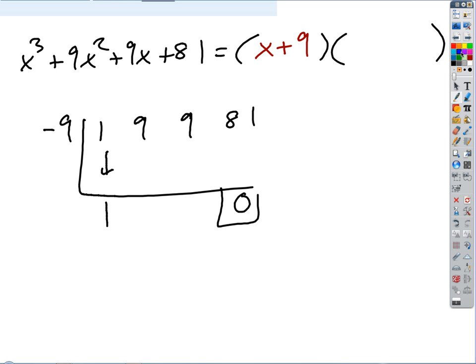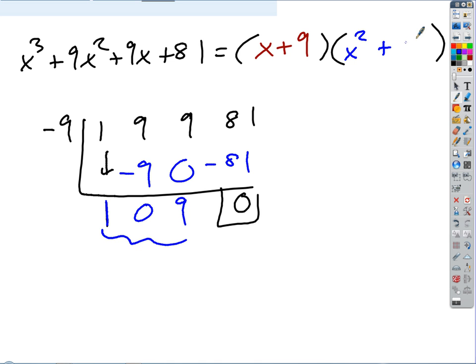Okay, so bring the 1 down. -9 times 1 is -9. Those add to 0. 0 times -9. 0 plus 9 is 9. -9 times 9, -81, so it works. So what does this mean, though? Those are the coefficients of the other factor, aren't they? So that's the constant coefficient of x squared. So I just get x squared plus 9, right?